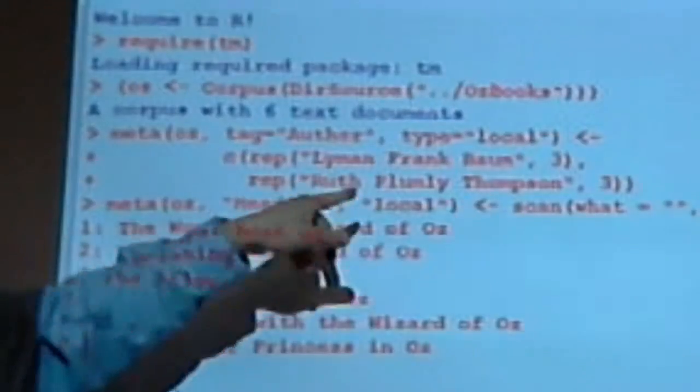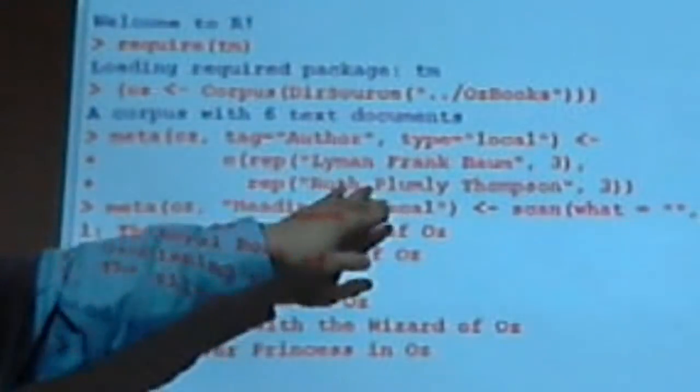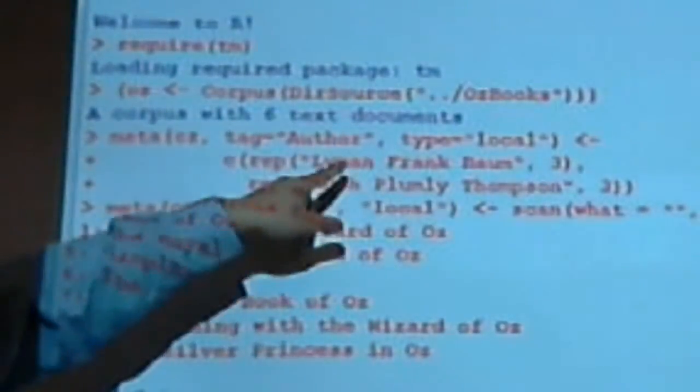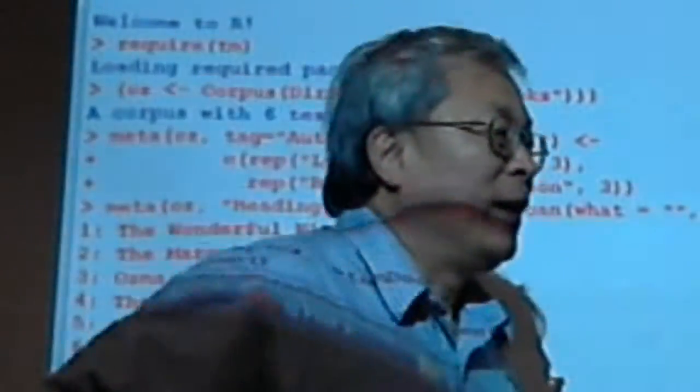Basically, the first 3 books are from Frank Baum. And the last 3 books, of course, book 4 is the one long suspected to be attributed to her. Book number 4 is The Royal Book of Oz. So here we indicate that the first 3 documents are written by this author, and documents 4, 5, 6 are by this author. And then we have this heading stored in there.